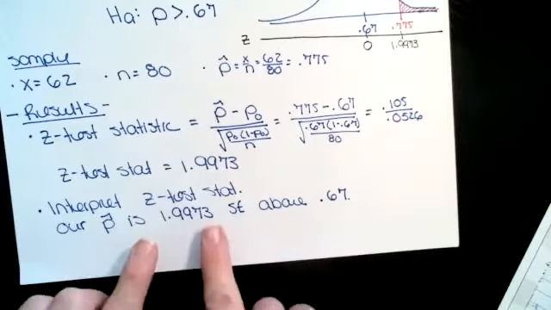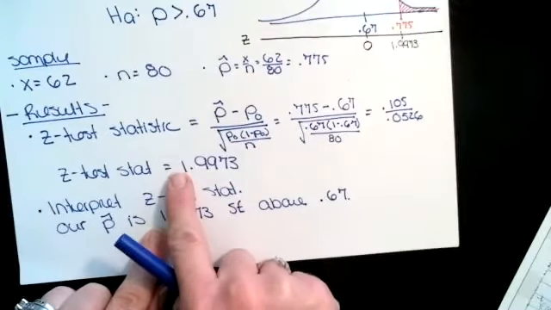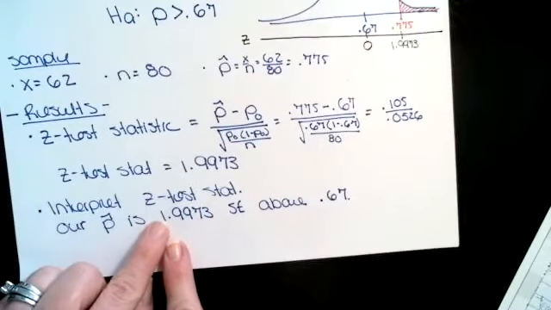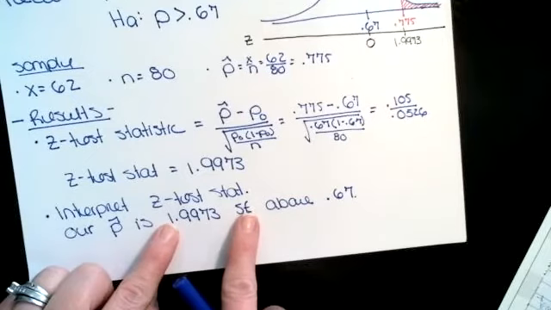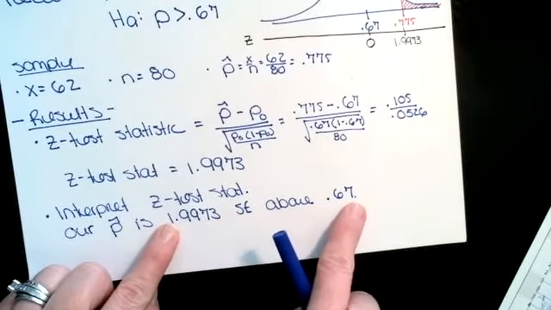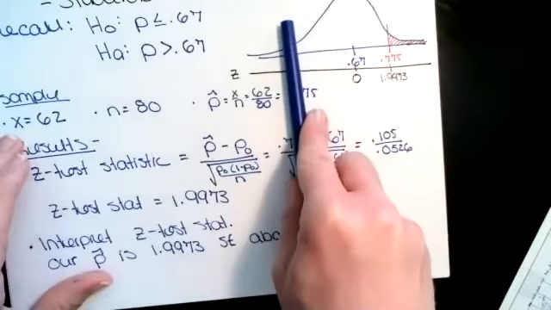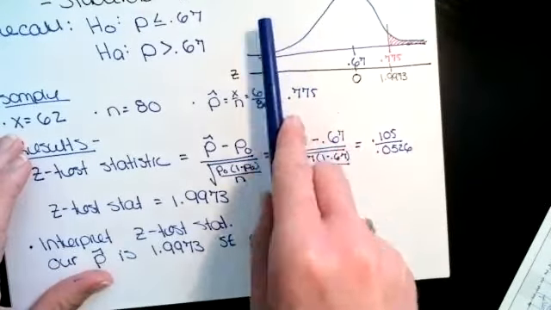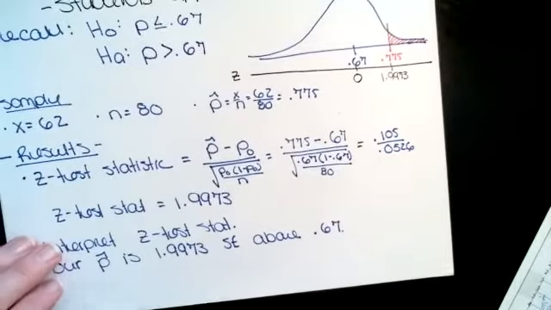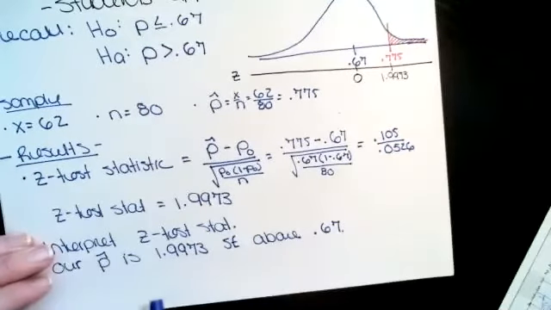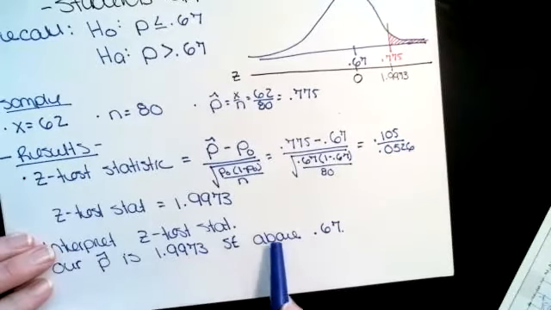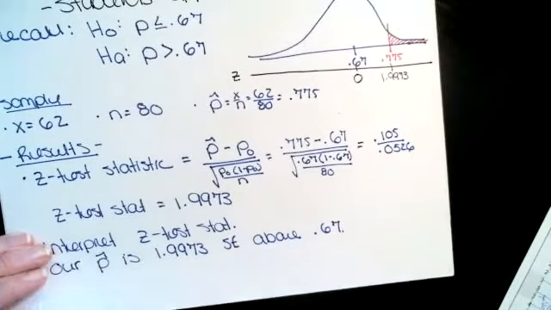So you would still use absolute values. If this was a negative number, you would say our p hat is 1.9973 standard errors below 0.67. Okay, so we just switch above or below. Yeah, you're thinking about it the right way. I just want to make sure we'd still word it the same way when we interpret. You would still word it the same way. You would write the positive number here and just say below. Yep, you're right.